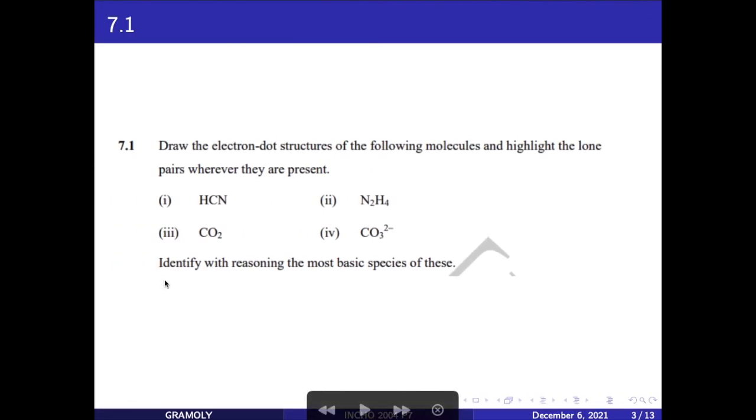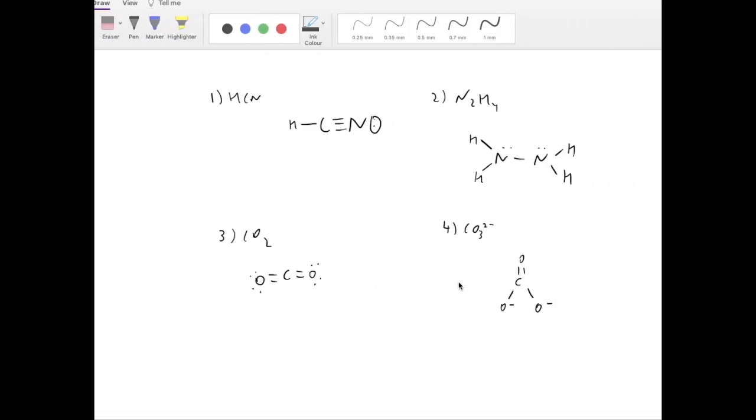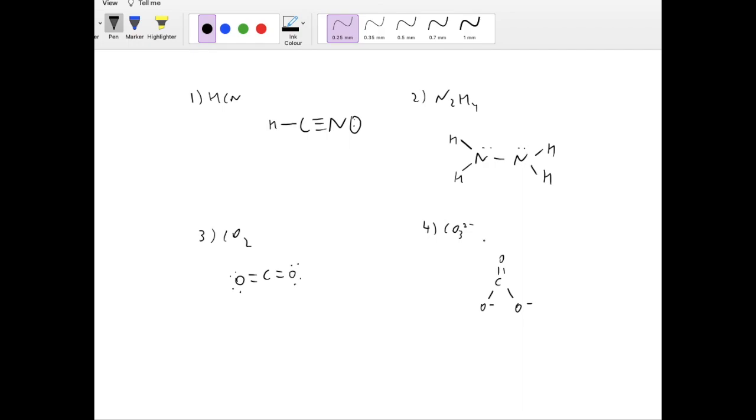So we are told to discuss the most basic species of these. Now here CO3 2 negative is the conjugate base of H2CO3, and CO2 has a lot of lone pairs. Here nitrogen also has a lone pair. Here two nitrogens have lone pairs. So the correct answer for most basic is this.